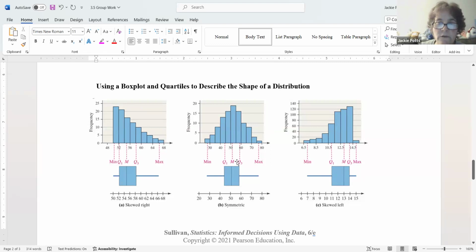This one's pretty well symmetrical. Look at the box plot. It's not quite, but it's close. This whisker, I think, is just a hair longer than this one, but it's close enough. But you can see from a box plot by the length of the whiskers that they're skewing.